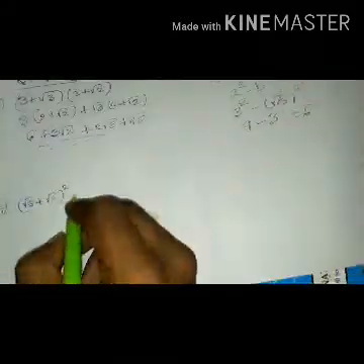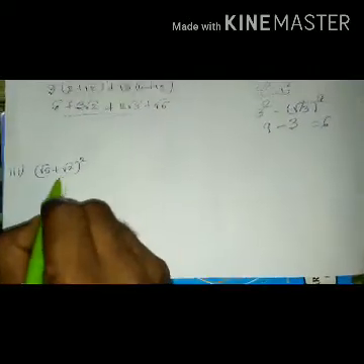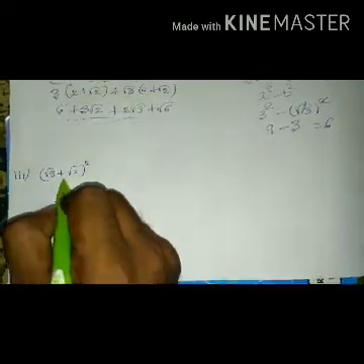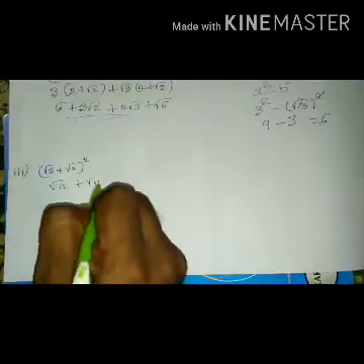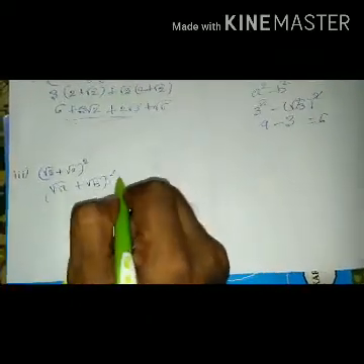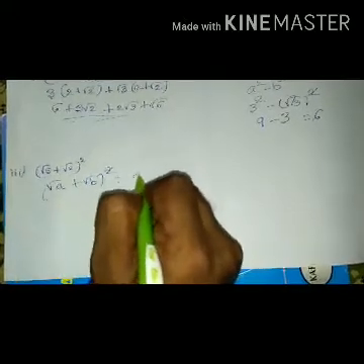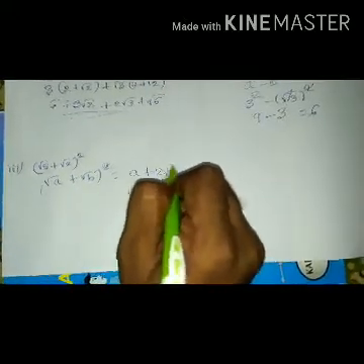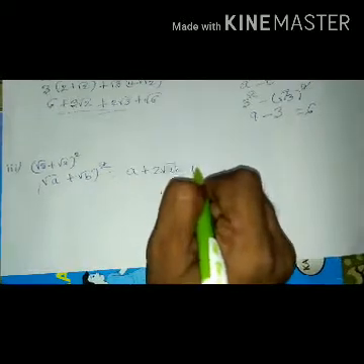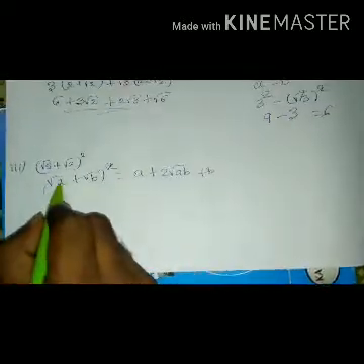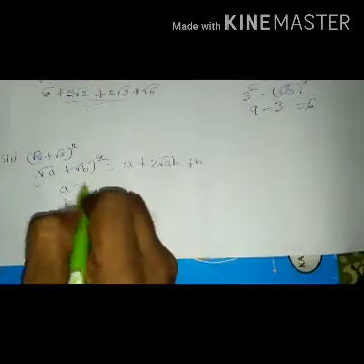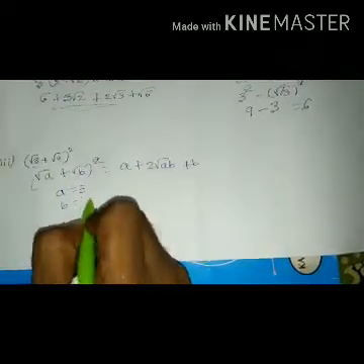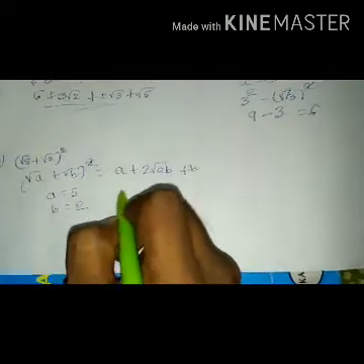Next, go to the third problem. Root 5 plus root 2 its whole square. And we have already learned the identity, that is root a plus root b its whole square, and its expansion is a plus 2 root of ab plus b. Here the value of a is 5 and the value of b is 2. So substitute these values in the identity.